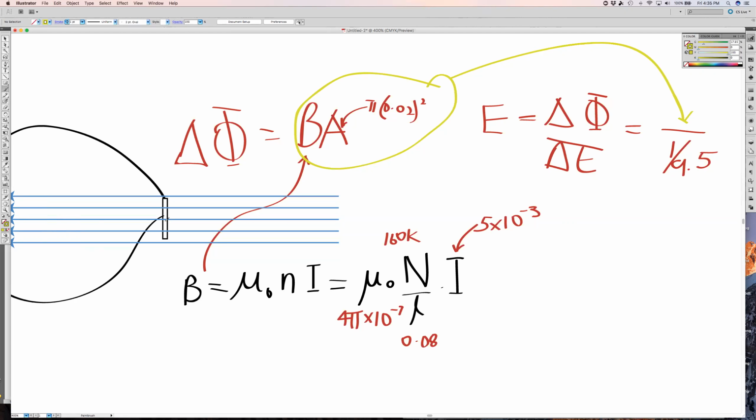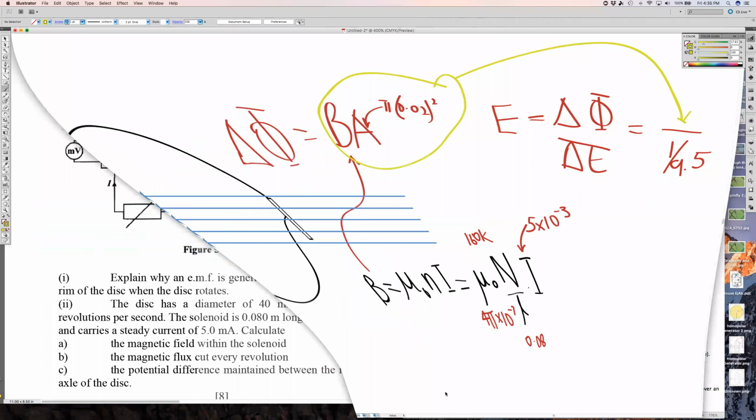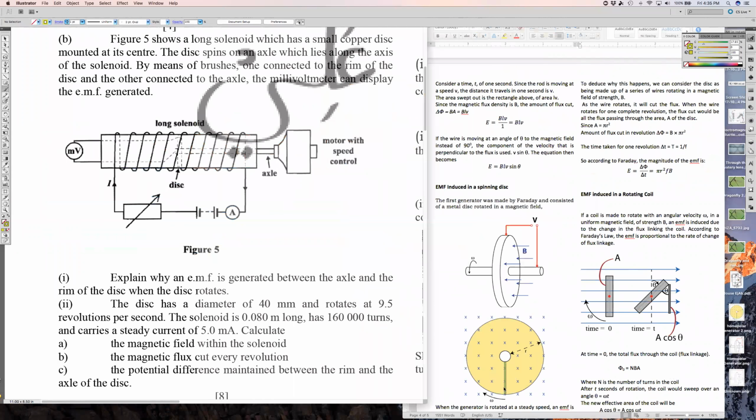Okay, I understand. All right. So this 160,000 creates this field, and as this disk rotates, that disk. And what am I talking about? We're talking about this disk here. This disk, this arm of this is one turn, if you will, is what is rotating.